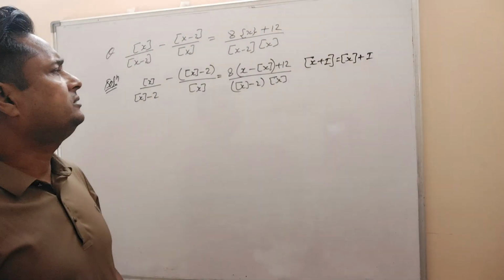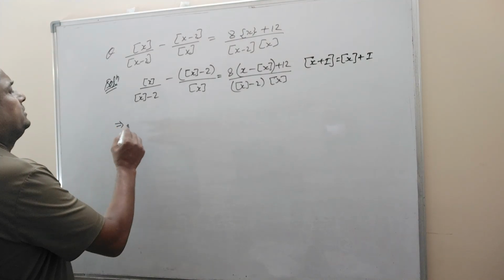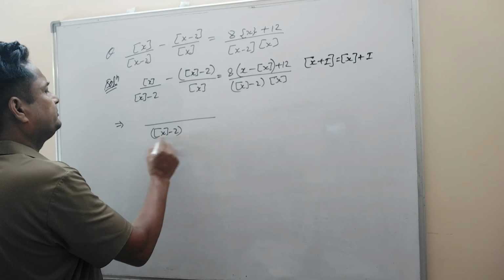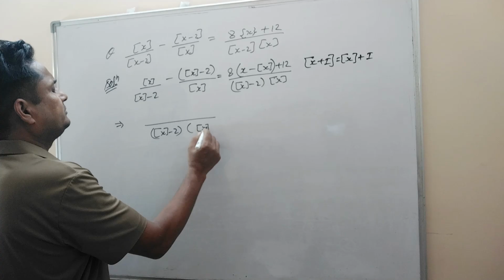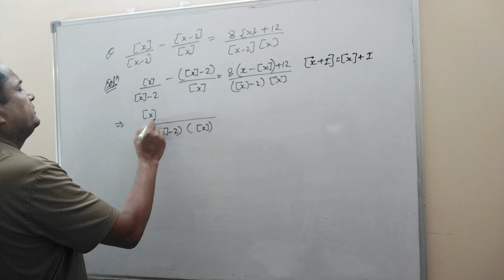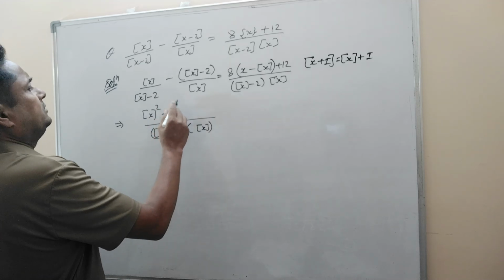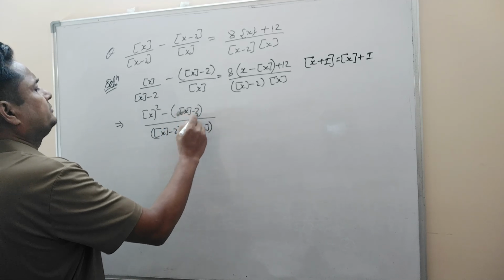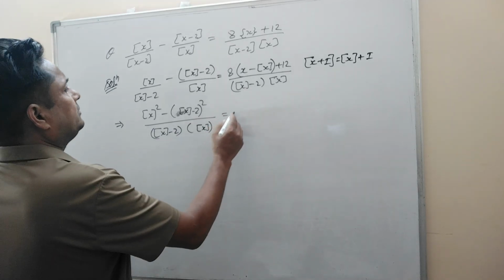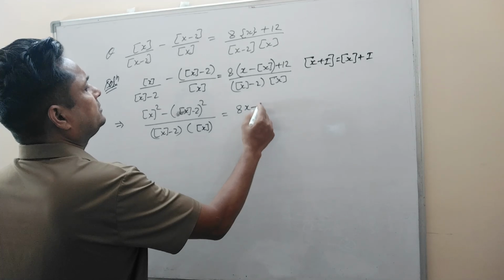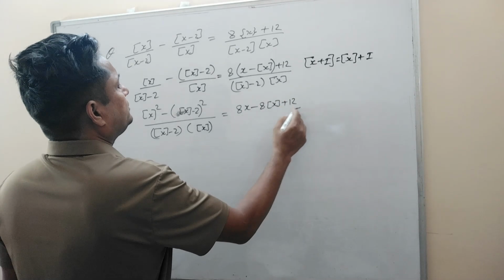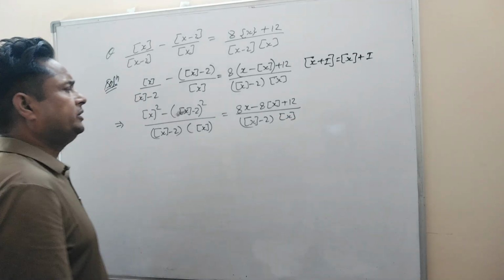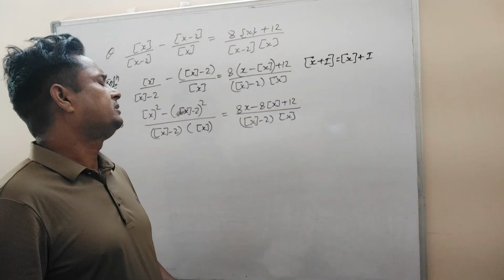Now simplify by taking LCM. So this can be written as greatest integer of x minus 2 into greatest integer of x, and here it will be greatest integer of x whole square minus greatest integer of x minus 2 whole square is equal to 8 times x minus 8 times greatest integer of x plus 12 divided by greatest integer of x minus 2 into greatest integer of x. Right.